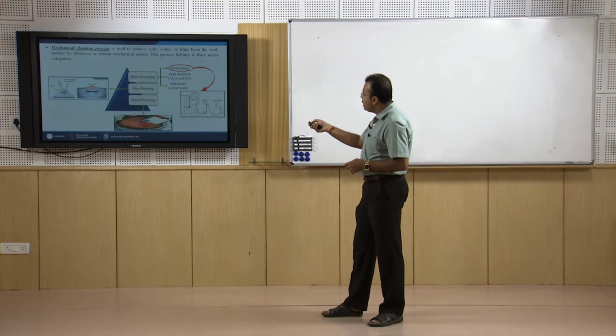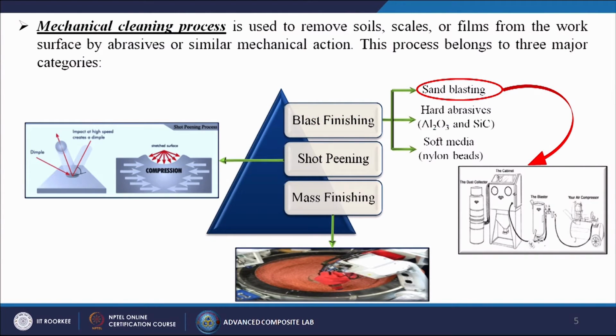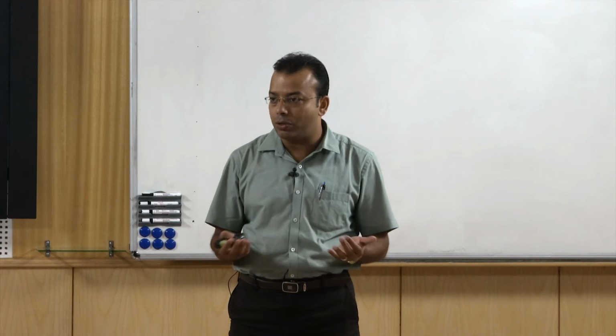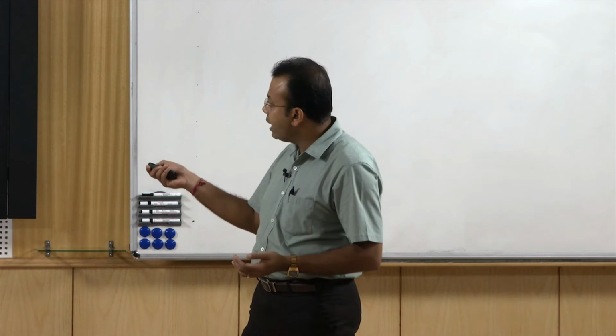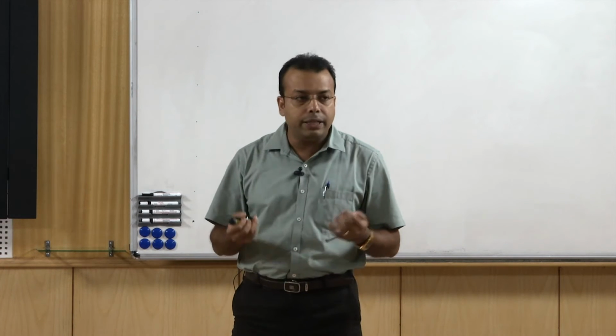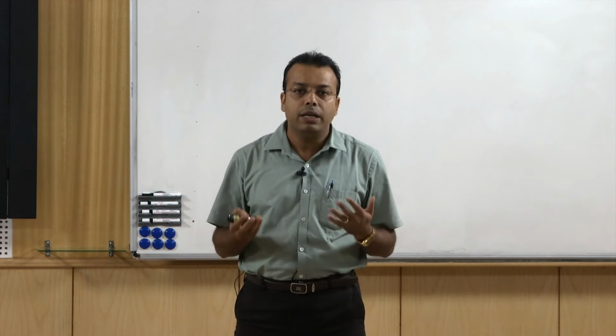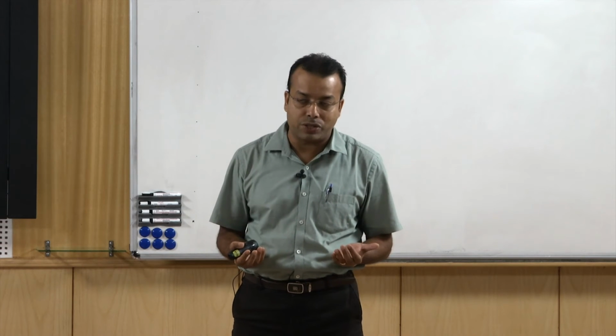Now what type of abrasive you are going to take depends on the nomenclature. If you take sand as the abrasive particle, it is known as sand blasting. If you take alumina or silicon carbide, these are all known as hard abrasives, which is why it is called hard blasting.